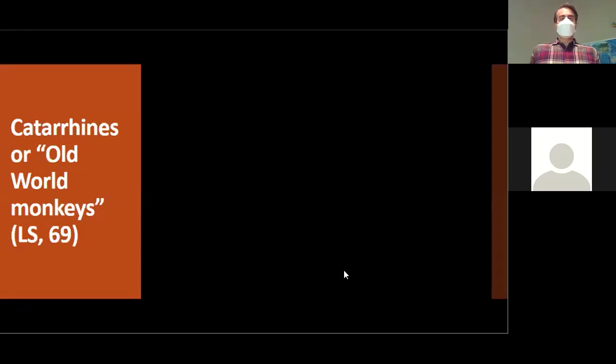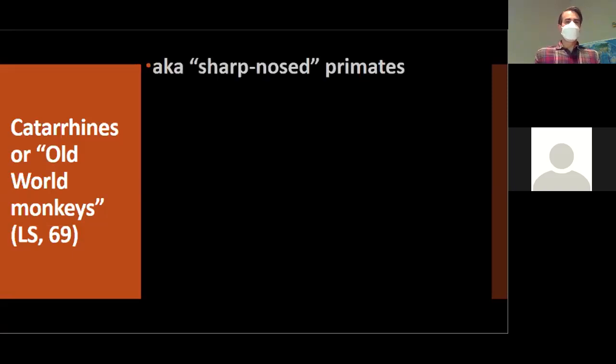The old world monkeys, and here we're talking about the ones that are in Africa and in parts of Eurasia, are known as catarrhines. This is also a term that is known as sharp-nosed primates, or as Lavenda and Schultz actually put it, they have downward pointing nostrils. So I guess it's sharp, their nostrils are pointing down. Hard to see when we're all masked up. We have the broad-nosed or the flat-nosed primates and the sharp-nosed primates.